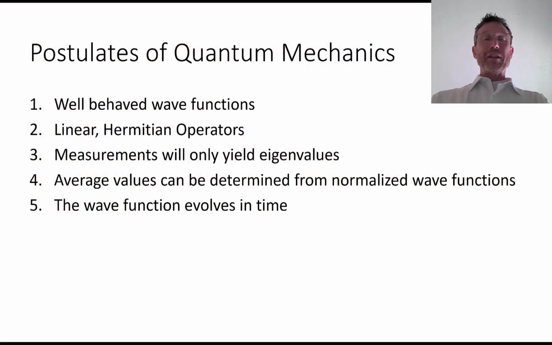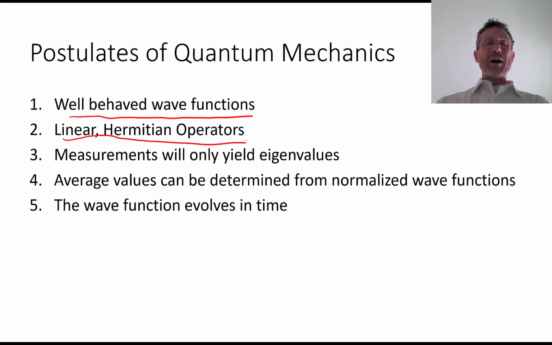So let's start by briefly describing the postulates of quantum mechanics, which we're going to look at in this first section. So number 1, we're going to talk about a postulate associated with well-behaved wave functions. A second postulate is going to be referring to how the quantum mechanical operators are linear and Hermitian. Postulate number 3 is going to tell us that any measurements made are only going to yield the eigenvalues that come out of solving the Schrödinger equation. Postulate 4 is associated with average values. We saw that in chapter 3, and so there's going to be some repetition there. And 5, we're going to talk about the wave function evolving in time.